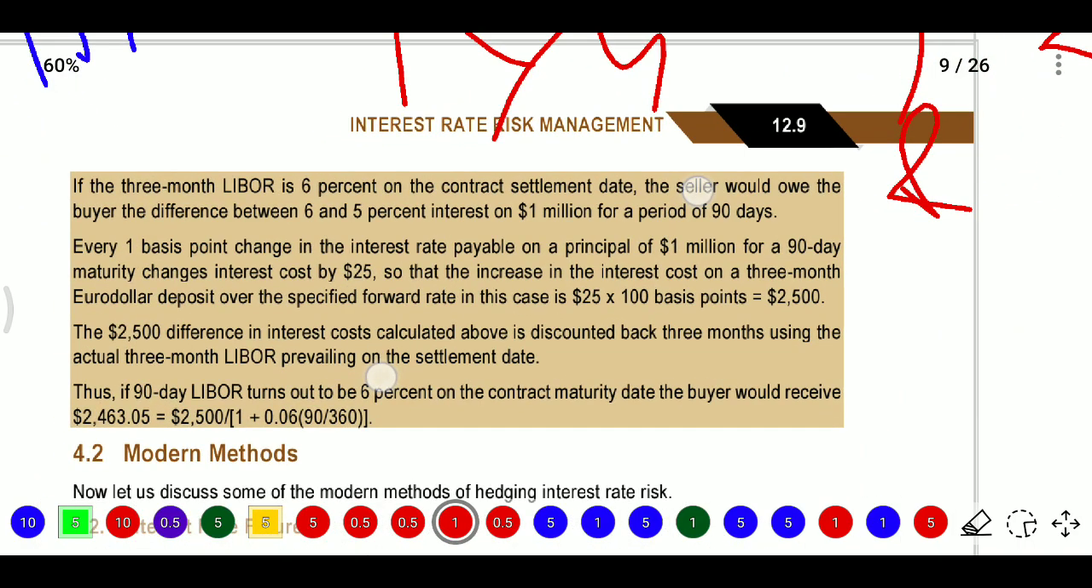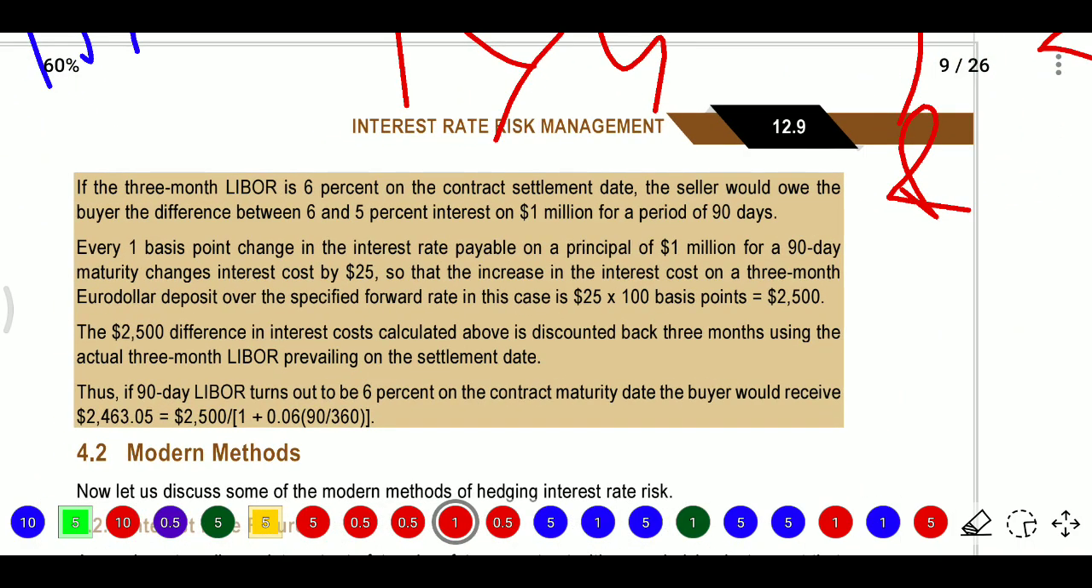Now, what is the LIBOR rate for 3 months? 6% is the LIBOR rate on the contract settlement date. The seller would owe the buyer the difference between 6% and 5% interest on $1 million for a period of 90 days. So every 1 basis point change in the interest rate payable on a principal of $1 million for 90 days maturity changes the interest cost by $25. That is the increase in the interest cost on a 3 months euro dollar deposit over the specified forward rate. In this case, $25 times 100 basis points is $2,500.